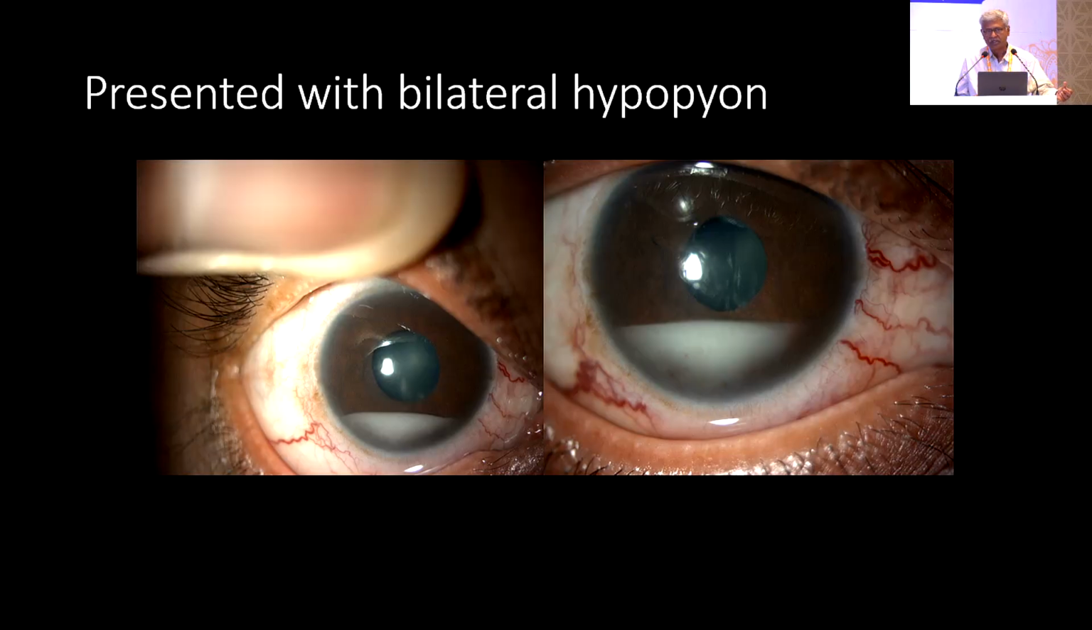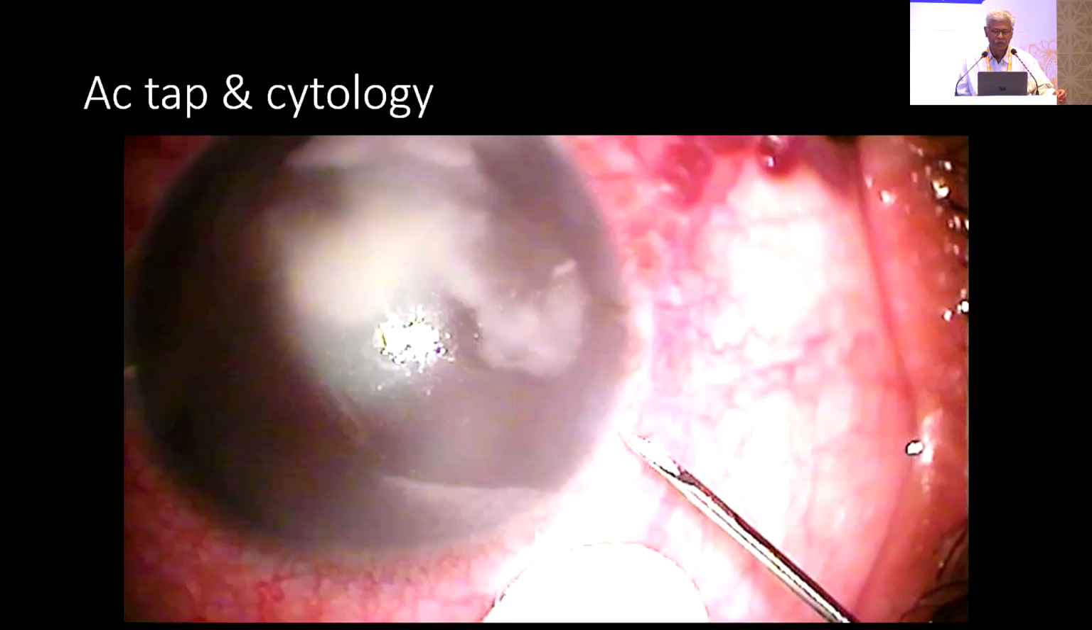Actually, this is how she presented, with bilateral hypopyon. What is different about this hypopyon? You can see there is not much of a conjunctival congestion or a circumcorneal congestion, and this hypopyon has a convex upper border and appears to be composed of larger cells and doesn't shift easily when you make the patient lie down to one side.